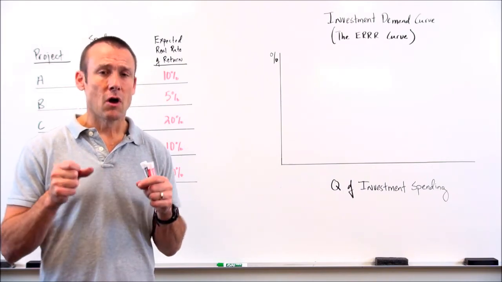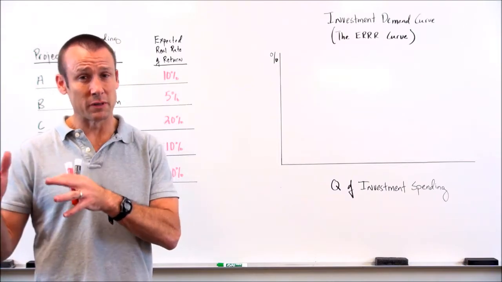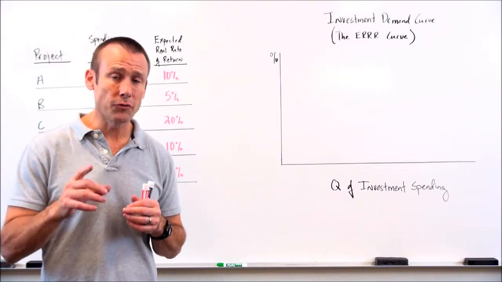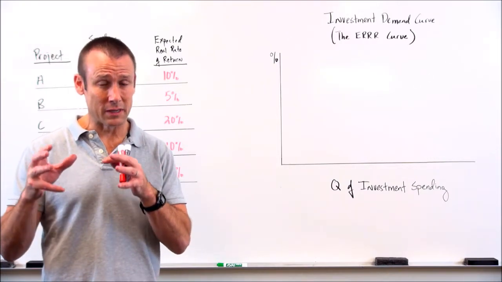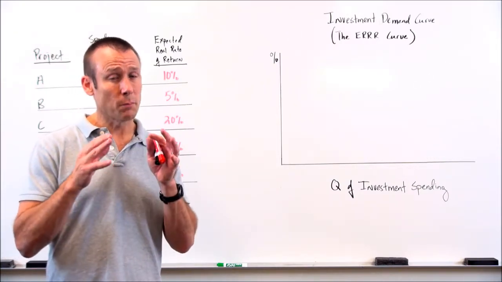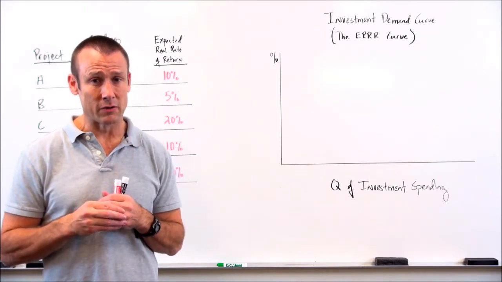You see, all supply curves are based on the marginal cost of what is being supplied. And all demand curves are based on the marginal benefit of what is being demanded. And the marginal benefit of an investment project is its expected real rate of return.